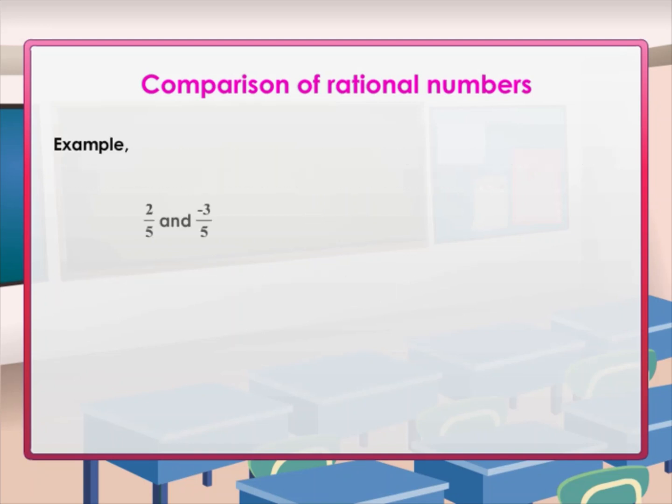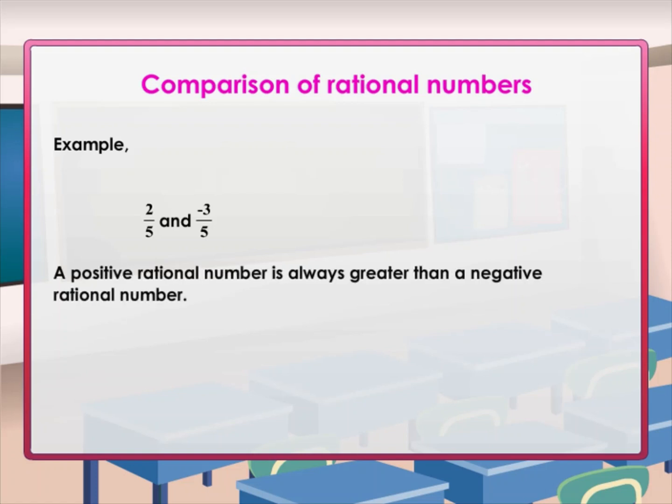Children, if you have one positive rational number and one negative rational number, then how will you find the greatest rational number? The easiest way of finding the greatest rational number is a positive rational number is always greater than a negative rational number. So, the greatest rational number is 2 by 5 or minus 3 by 5 is less than 2 by 5.